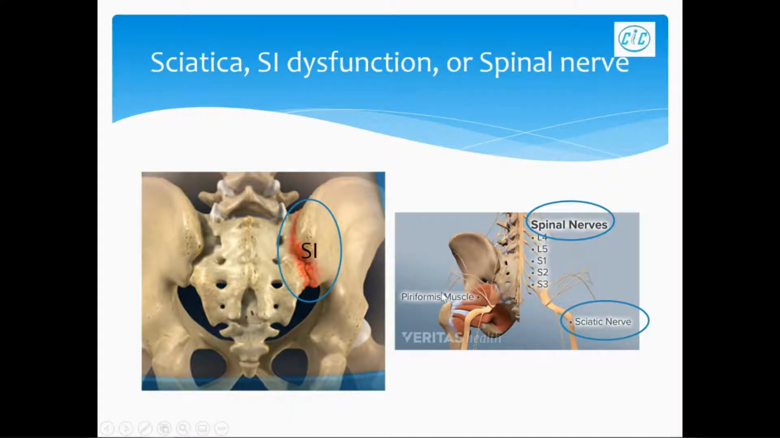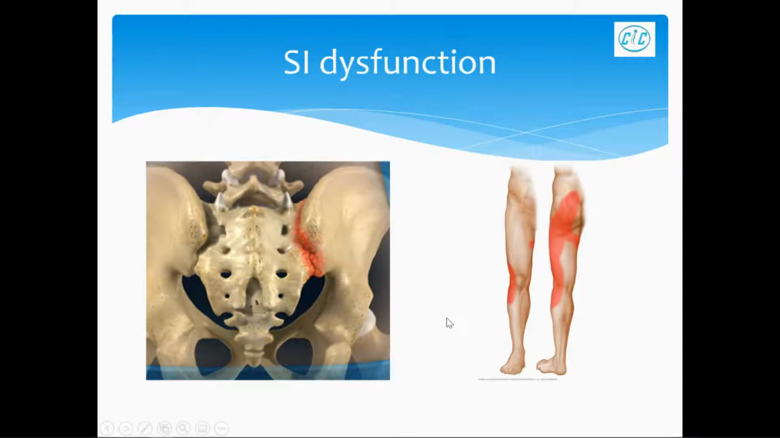The other thing that we are interested in is the piriformis muscle right here. The piriformis muscle is the muscle that goes between the sacrum and the hip joint and attaches to the bone.